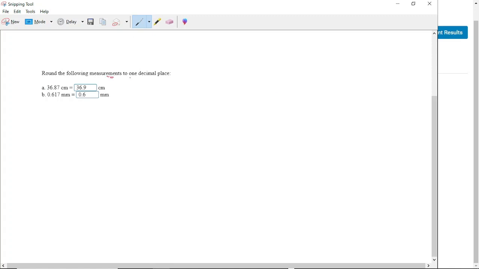Round the following measurement to one decimal place. Okay. Now I have 336.87. I need to round it to one decimal place. One decimal place, that is, after the decimal point, you need to round it to one decimal place. So here, I have 336.87. Okay. So this is the one decimal place.